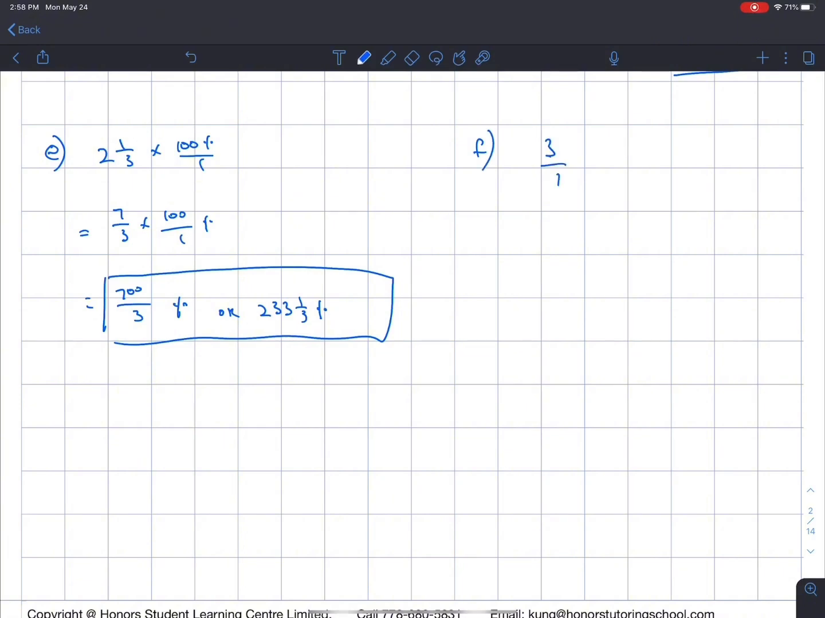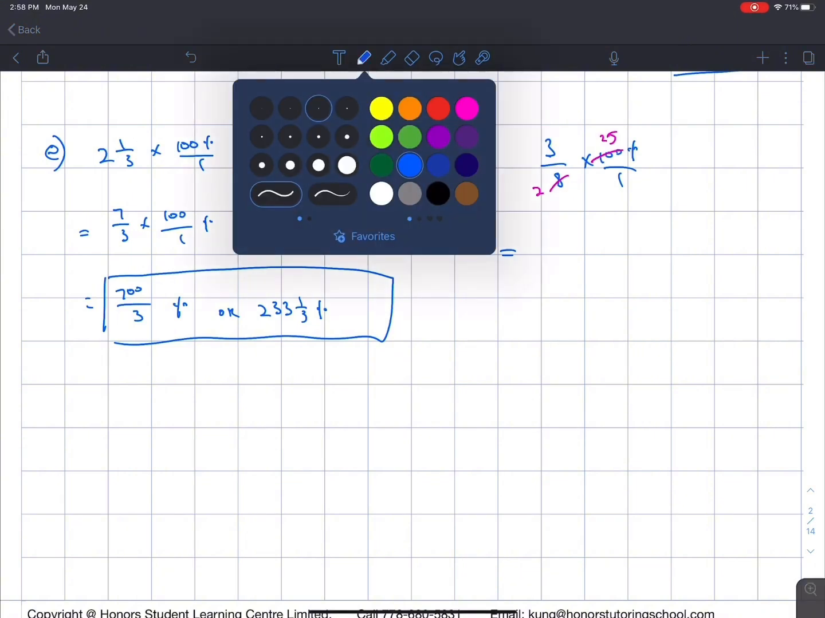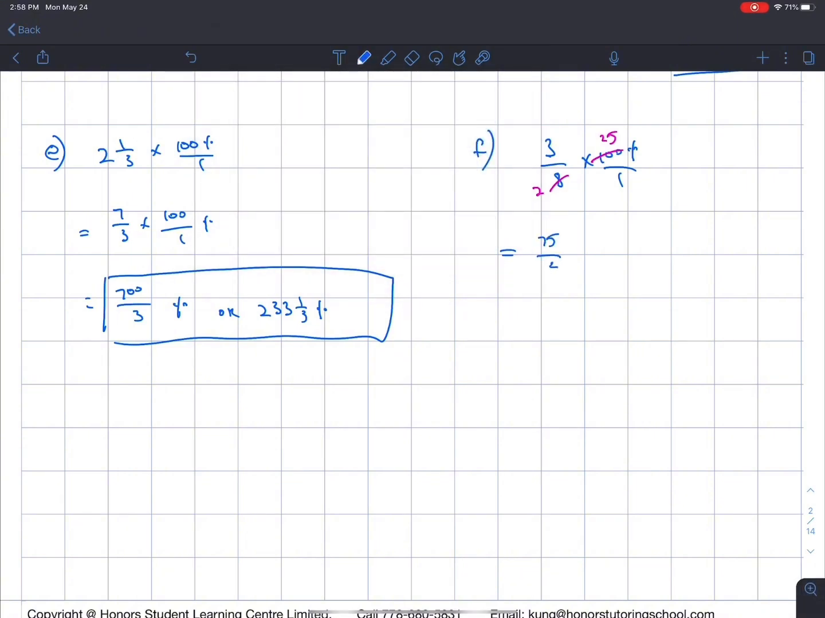This time 3 out of the 8 pieces are being shaded. Again, we times it by 100% over 1. Divide by 4 to get 2, divide by 4 to get 25. So the final answer is 75 over 2%, or 32.5%.